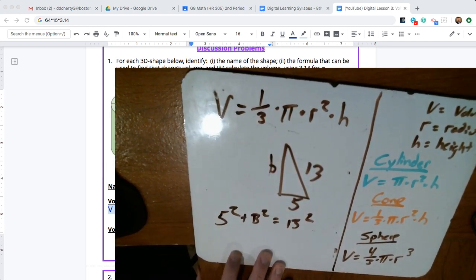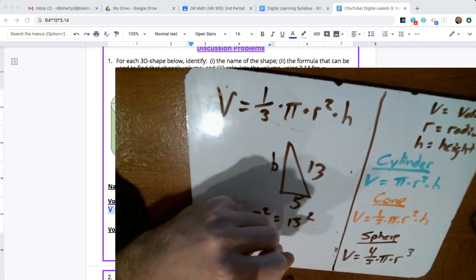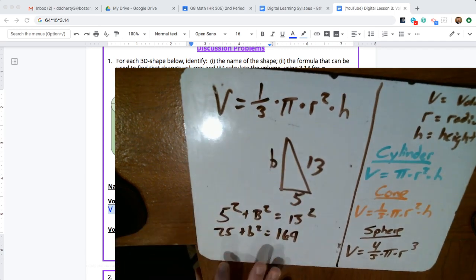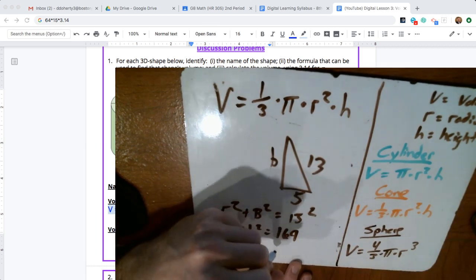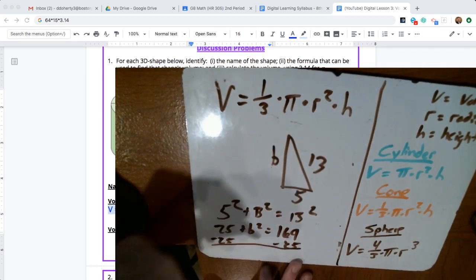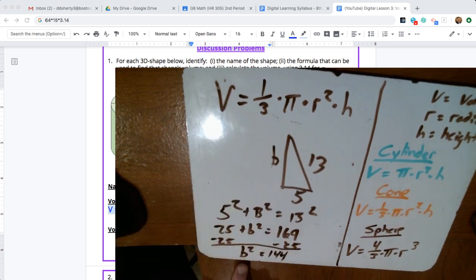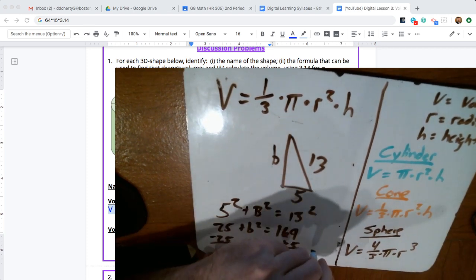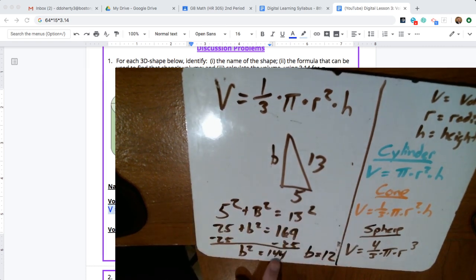And so 5 squared gives us 25. 13 squared gives us 169. And when we subtract 25 from both sides, some of you may remember the 5, 12, 13 triangle. We get b squared equals 144. And if b squared equals 144, then that means b, the height, is actually going to be 12, because 12 times 12, or the square root of 144, gives us 12.